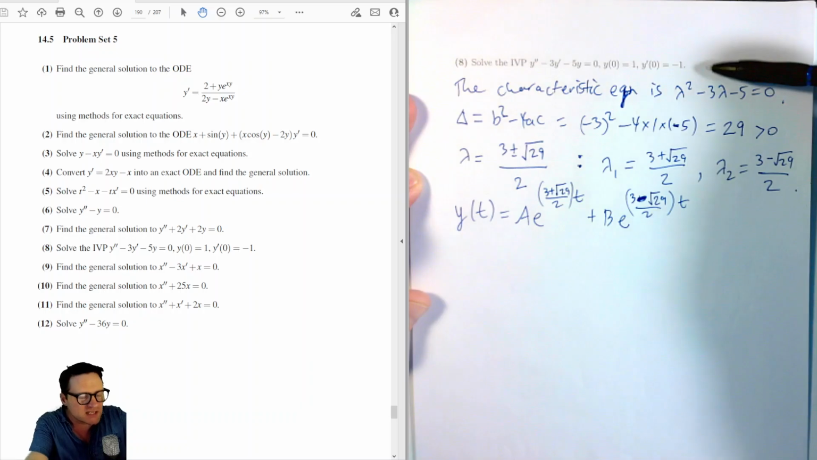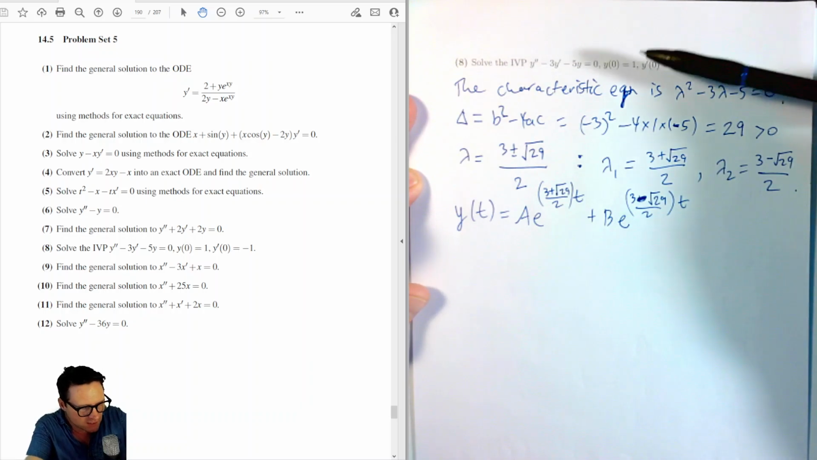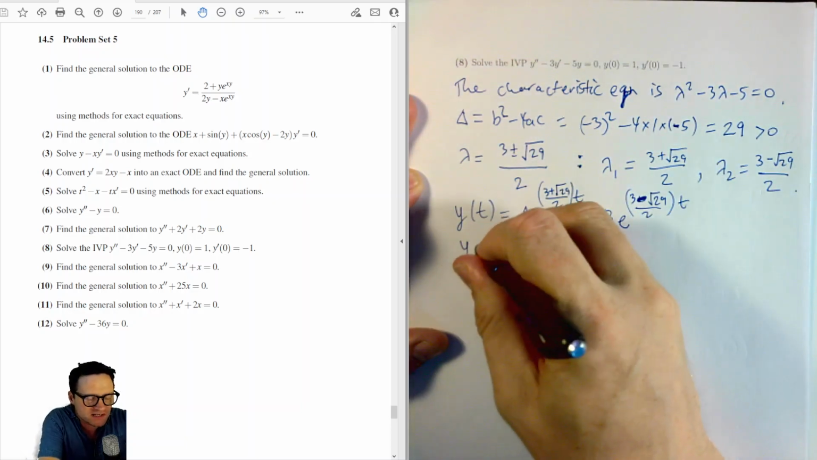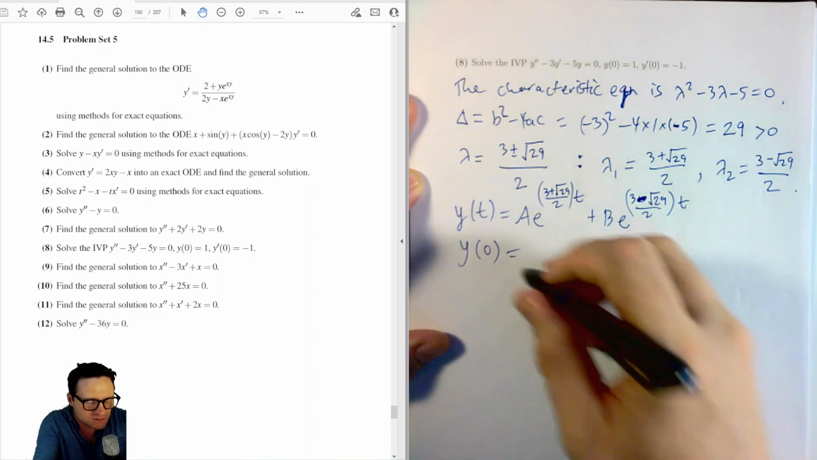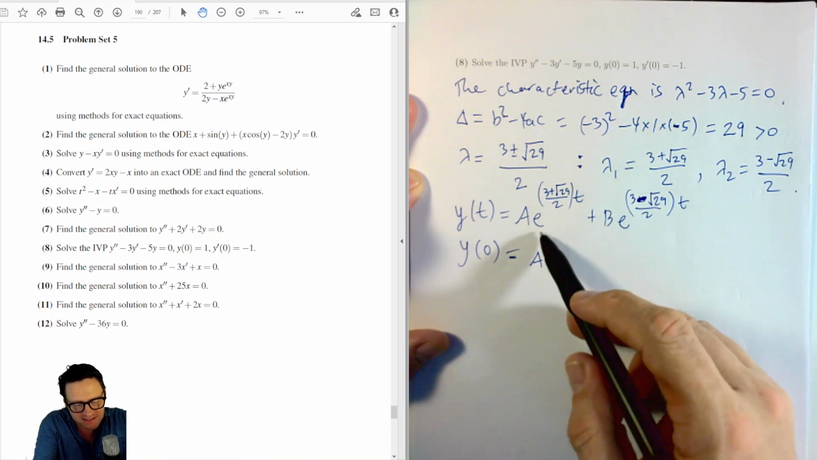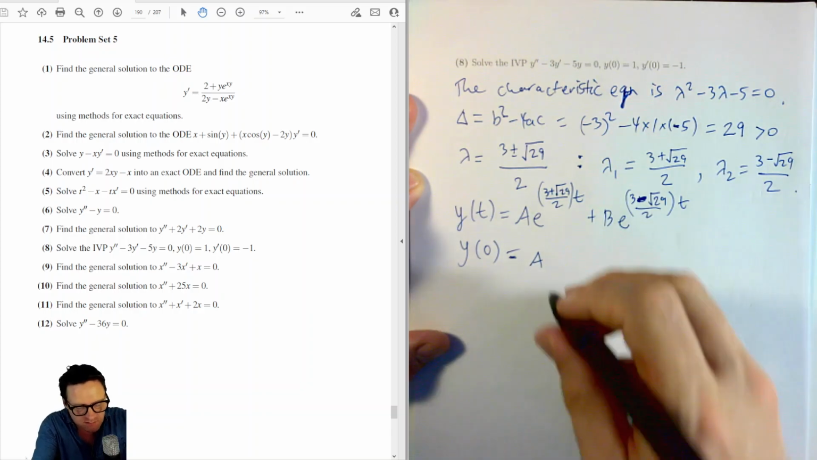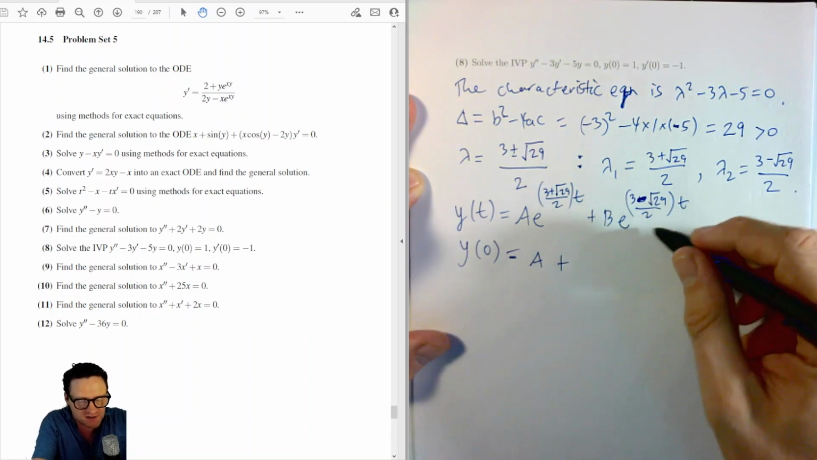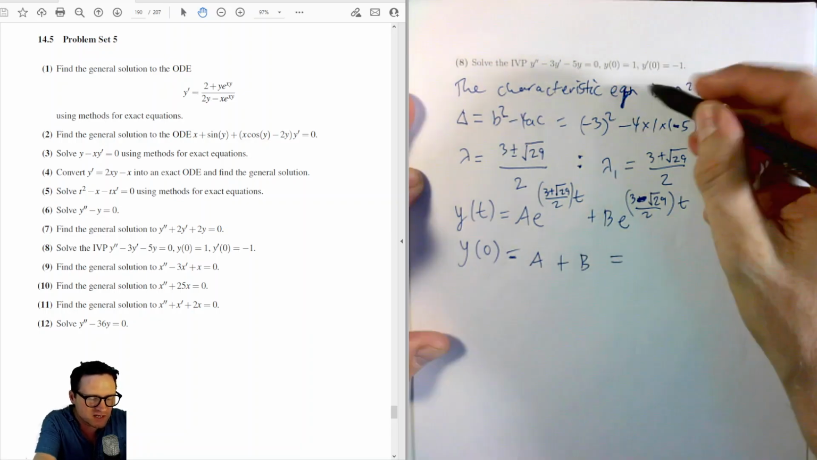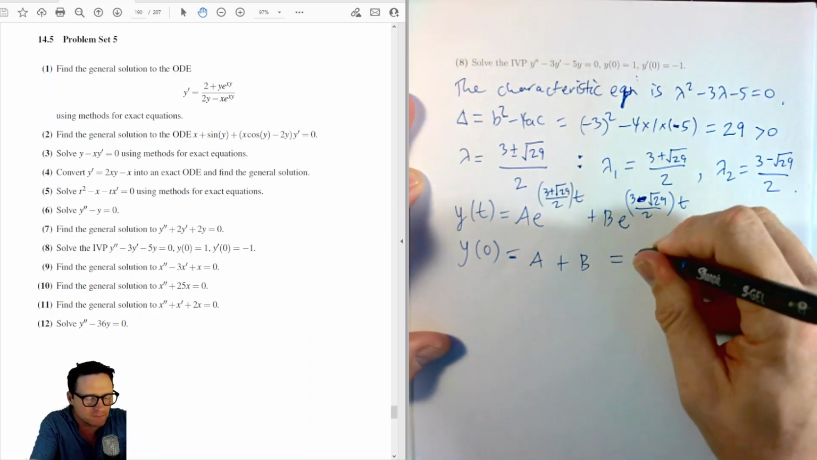Okay, and now what do we do with these initial values? Well, the first thing we can do is sub in 0 for t. So y of 0 is equal to a e to the 0. a e to the 0 is 1, so we just have a times 1. Same thing over here, e to the 0 is 1, so we just have a plus b, and that's meant to be equal to 1.